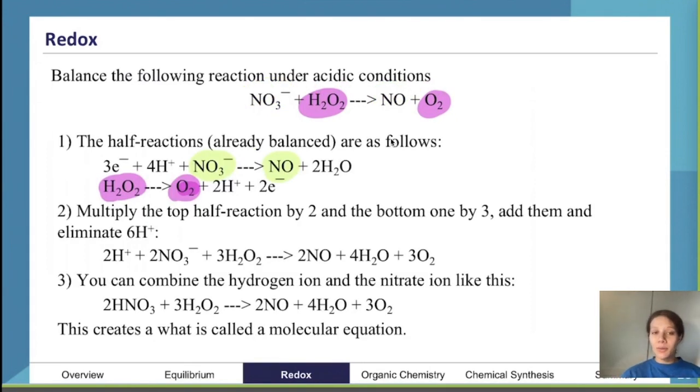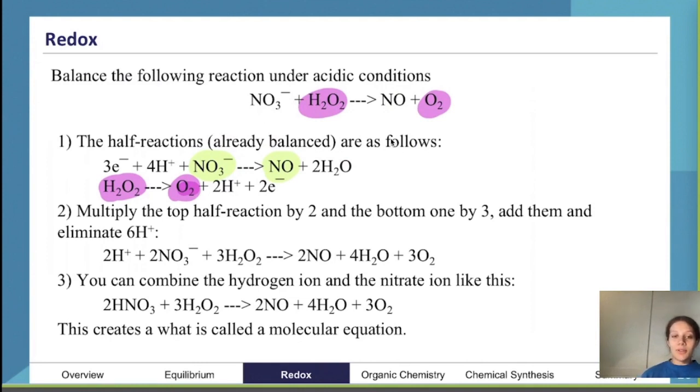Then we follow the same half equation process of balancing hydrogen and oxygen, then balancing our charges with electrons. Because we have 3 electrons on the top and 2 on the bottom, multiply the top equation by 2, multiply the bottom one by 3, and we end up with 6 electrons. We can also cancel out some H plus, because we're going to have excess H plus on the left versus the right hand side. So once we've combined, the equation looks like that.